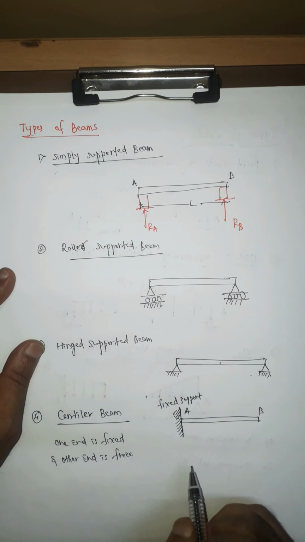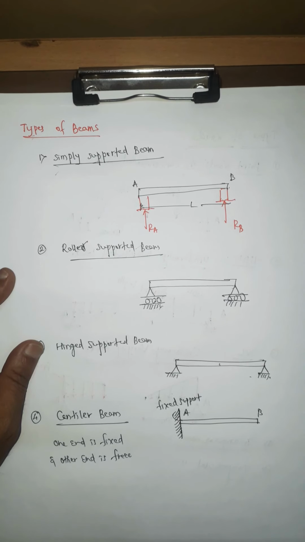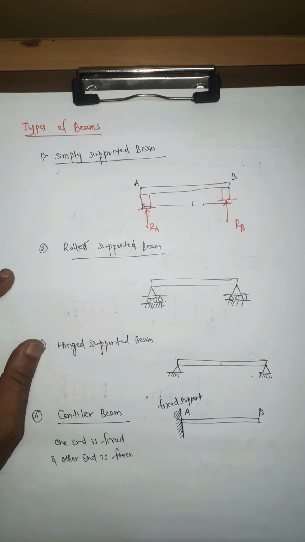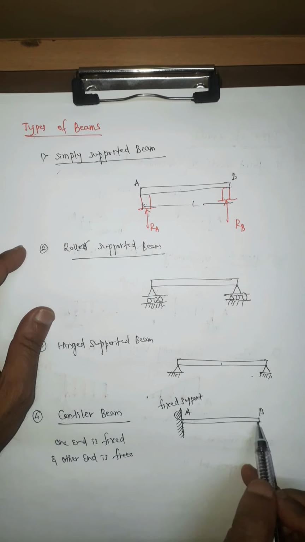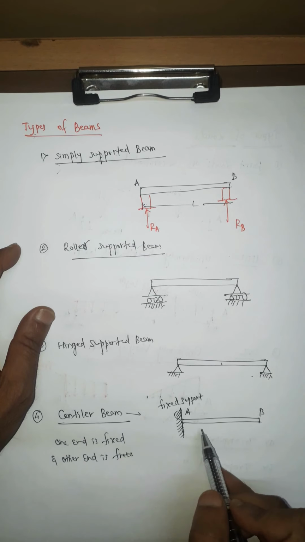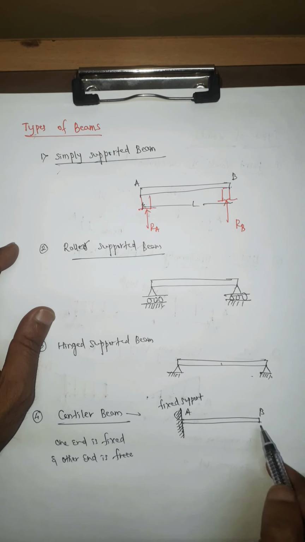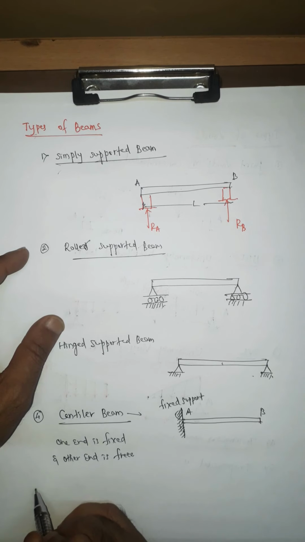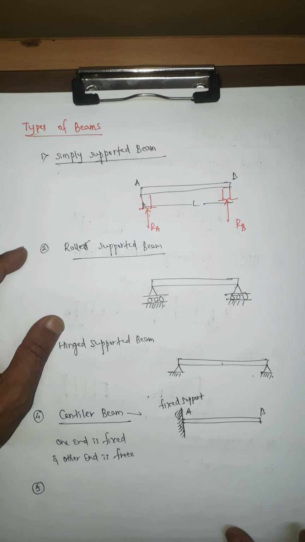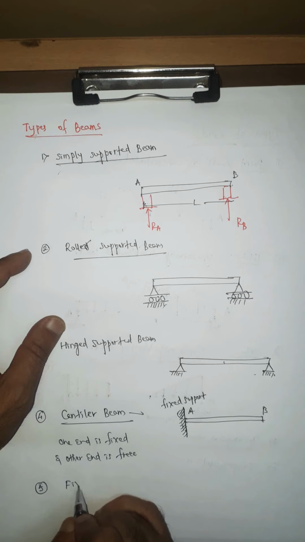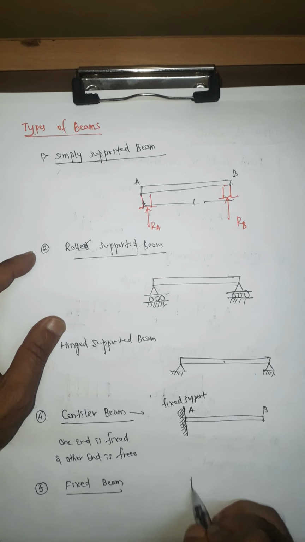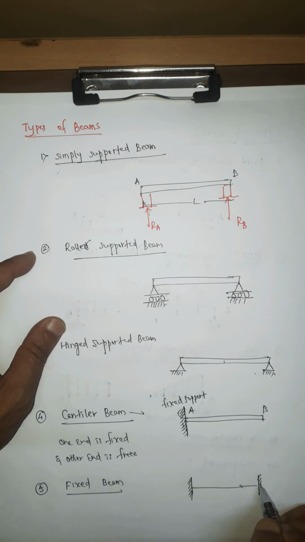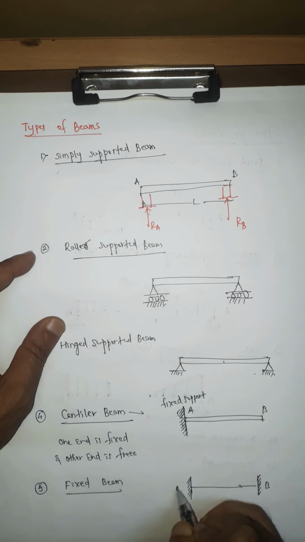The other end is free, just like our hand. For the hand, one end is fixed and the other end is free. So this is called a cantilever. A cantilever beam is nothing but a beam in which one end is fixed and the other end is free. Then the fifth one is the fixed beam. As the name indicates, both the ends of the beam are fixed.